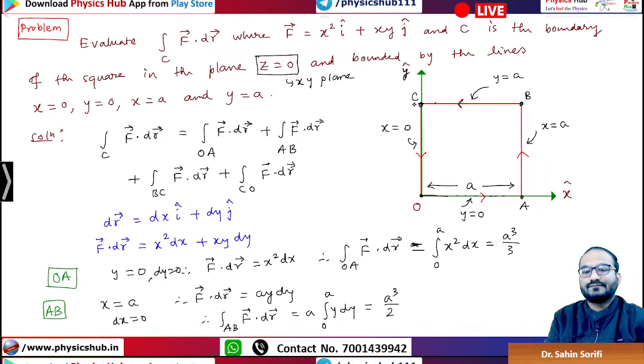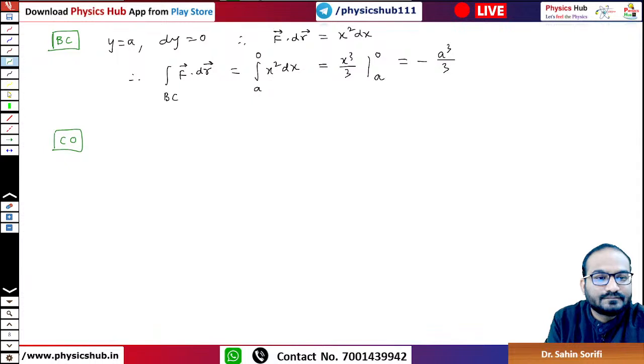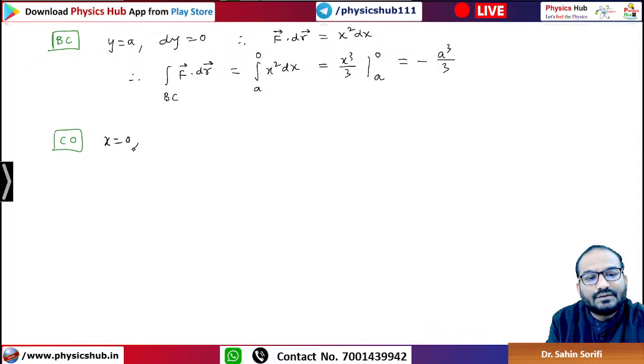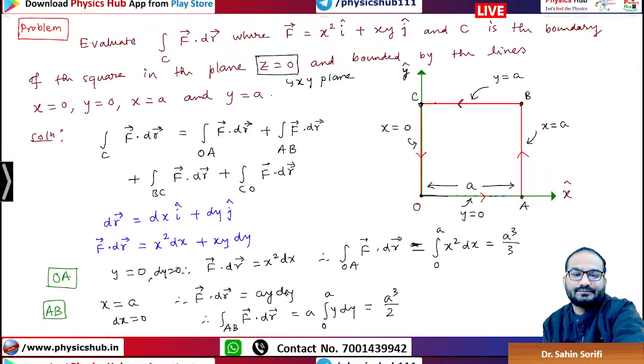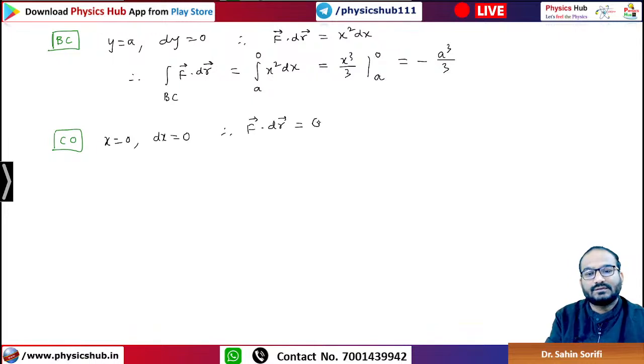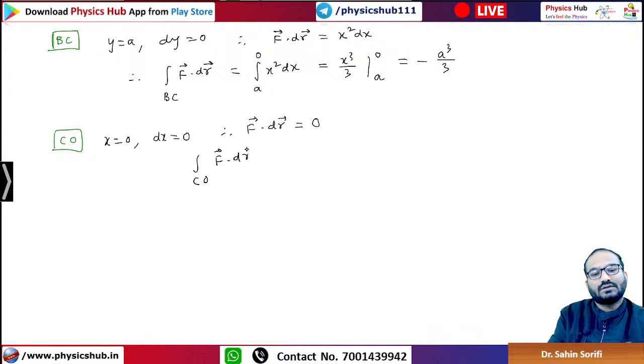On this line, what do we have? x equals 0, dx is equal to 0. x equals 0, dx is also equal to 0, and F dot dr equals, x equals 0 means in both the terms x is there, so this term will basically be 0. And obviously the CO F dot dr is also 0, right?